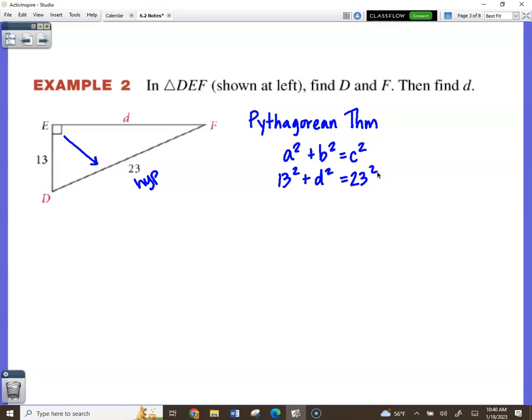You need to leave it as a radical. Oh no, wait. Well, I did both. I left it as a radical, and then I also wrote the decimal rounded to the nearest tenth. I think you end up with 360, and then you square root that.